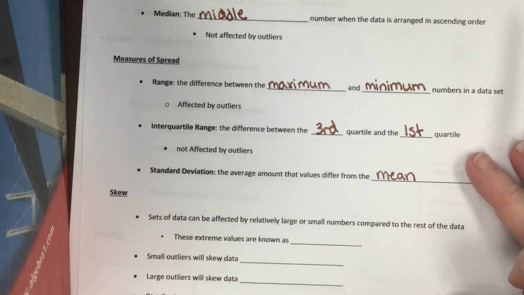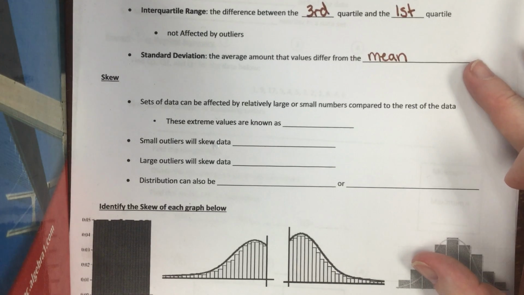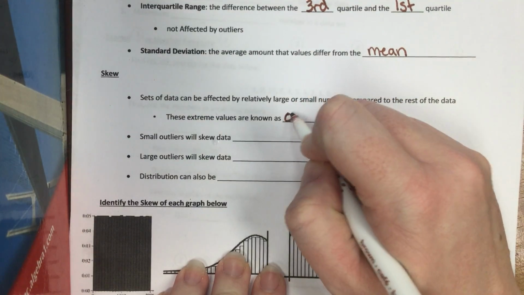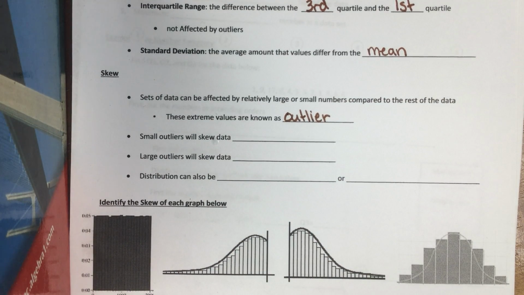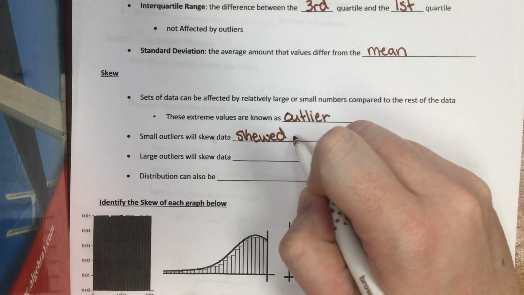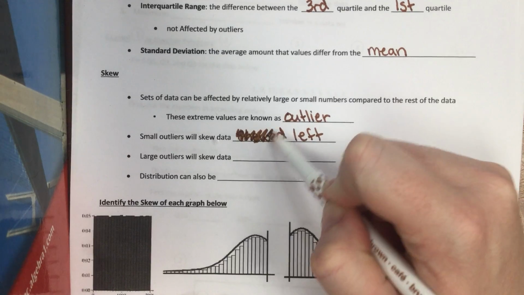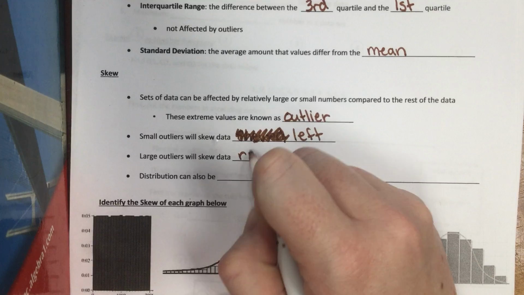The next one I know you guys know already, it's skew. And so that's how your data is skewed. All right, so your data can be affected by relatively large numbers or small numbers, so those are your outliers. And if you have small outliers, that would be to the left of your data, so it would be skewed left. As you skew your data to your left, large outliers will skew your data to your right.